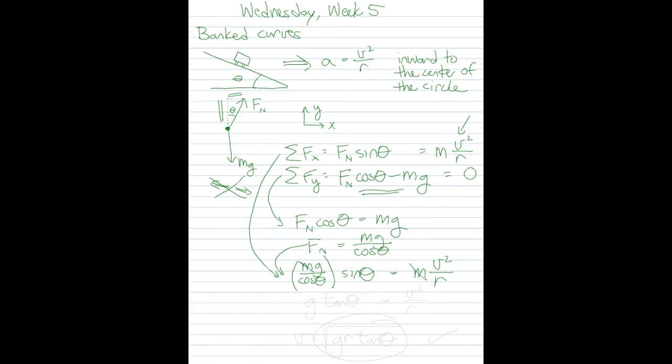I can divide both sides by m, and I have g. Let's see, sine over cosine is tangent theta. So if I solve for velocity, I get that the velocity is the square root of g r tangent theta. And that's the answer.